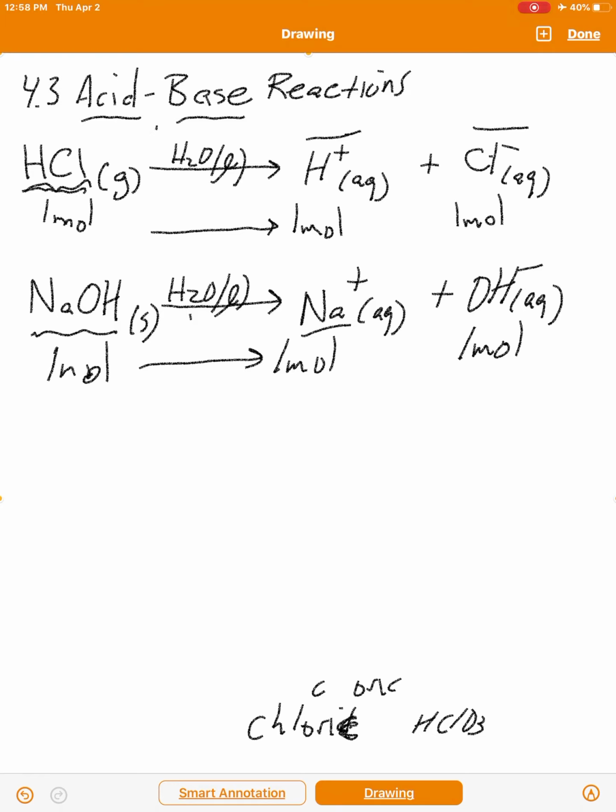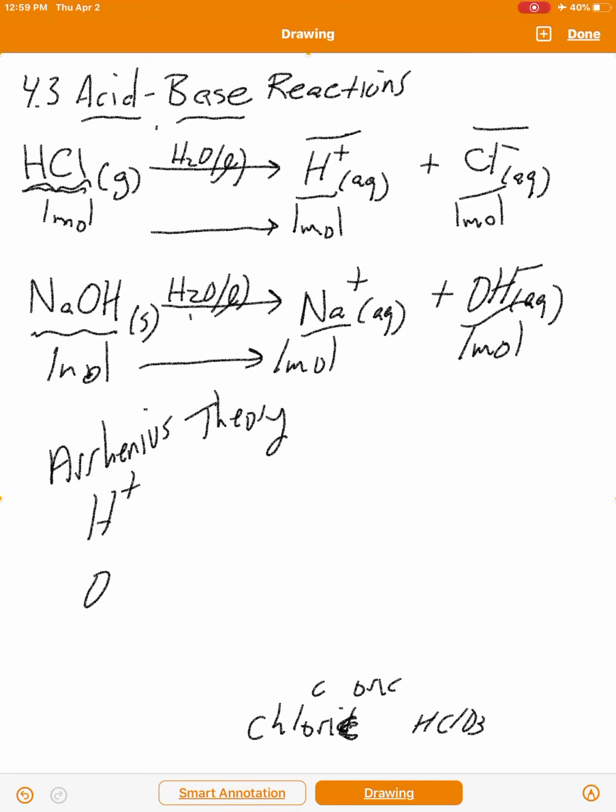In the water, you would have sodium ions and hydroxide ions. Just like with the acid, you would have hydrogen ions and chloride ions. Okay? So those are the strong acids and strong bases. Writing them this way is consistent with what's called the Arrhenius model, or the Arrhenius theory, which is the idea that an acid is something that produces hydrogen ions, and a base is something that forms hydroxide ions. It's the idea that ions are the key to understanding what acids and bases are.